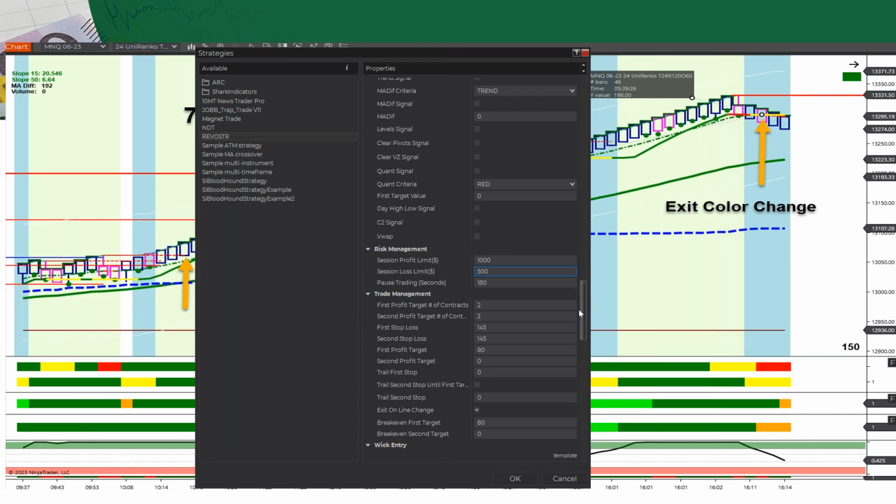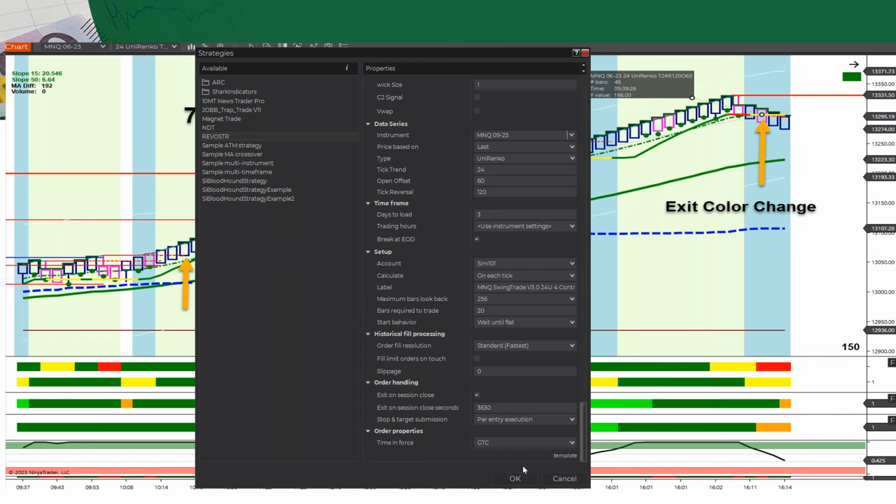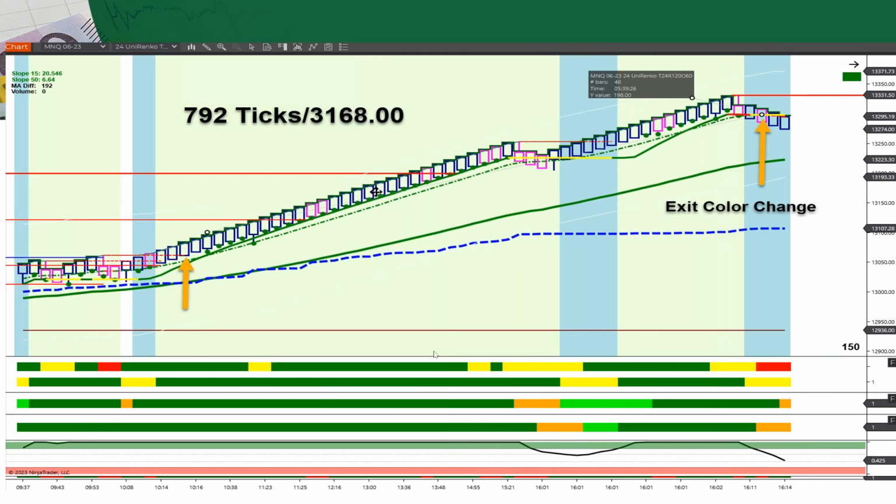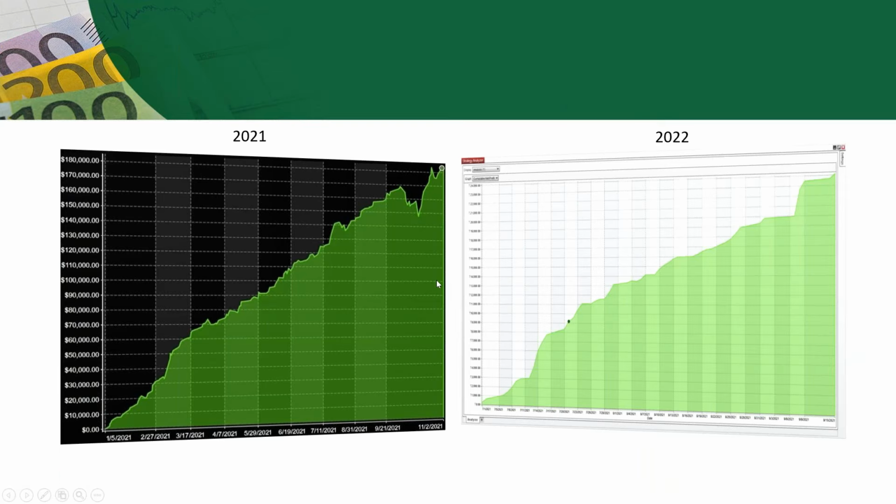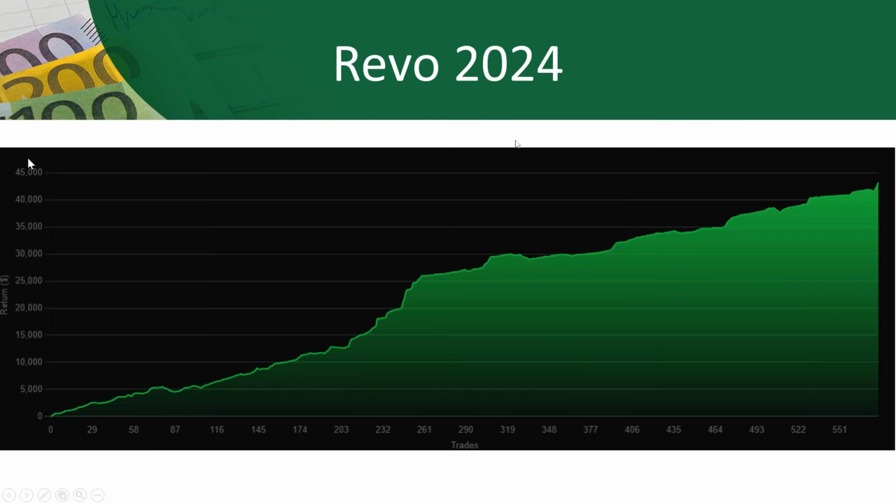Right? So it has built-in money management. Let me show you. This was the equity curve for 2021 and 2022, and I lost all my data for 2023, but here's the data from last year for 2024. We did roughly about $44,000 last year just with the Revo Auto Trader. That is amazing.